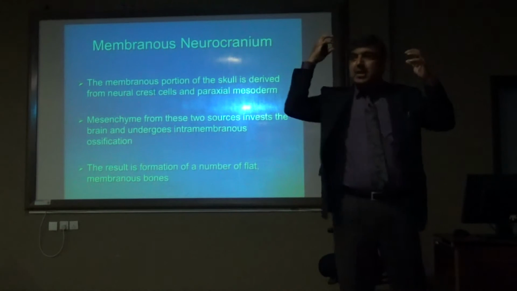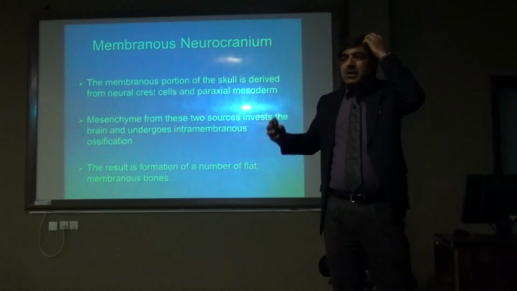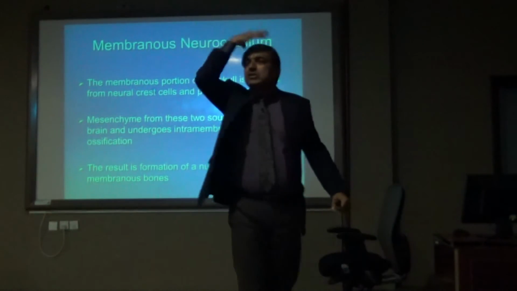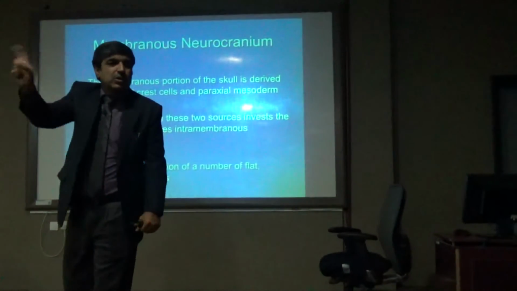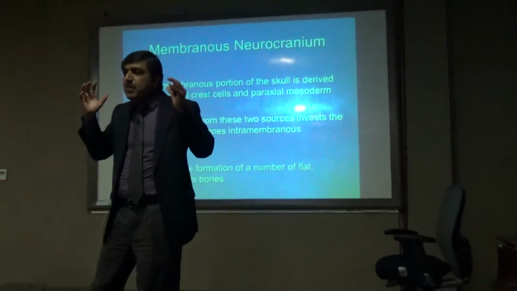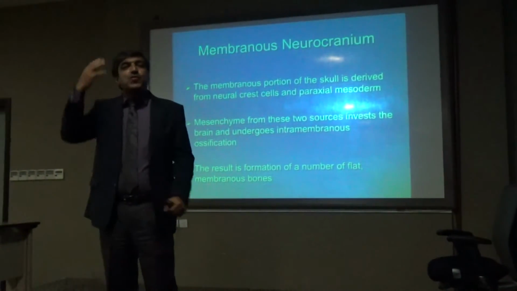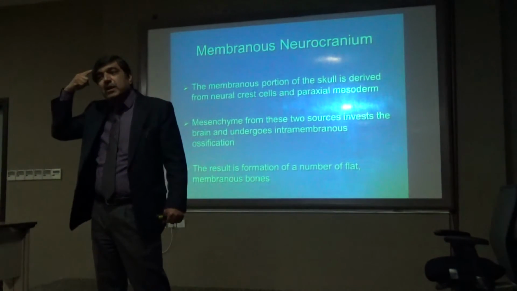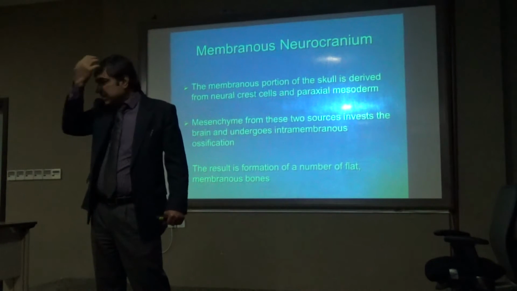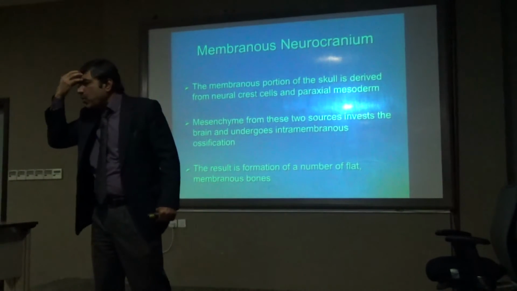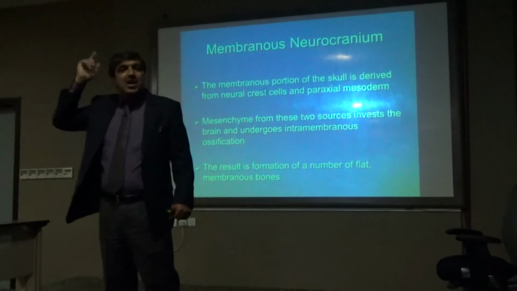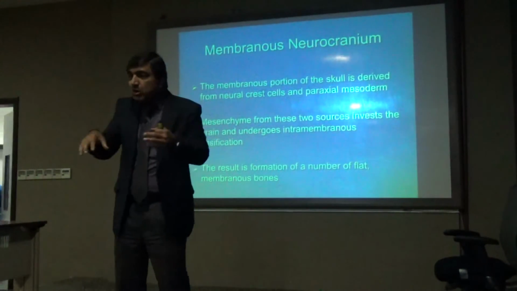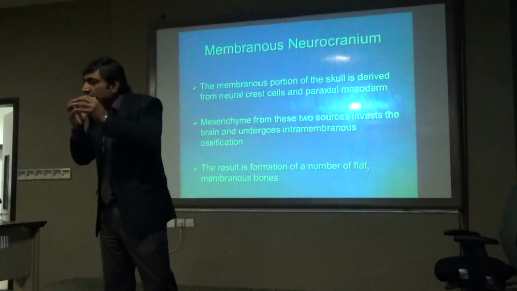A number of flat bones: parietal, frontal, occipital. But now you feel this is one bone, isn't it? This is not one bone. Multiple bones fuse together to appear as one bone, but it is not one bone. This is the parietal bone, this is the temporal bone, this is the parietal bone, this is the frontal bone, this is the occipital bone. When the baby is born, these bones are not fused.